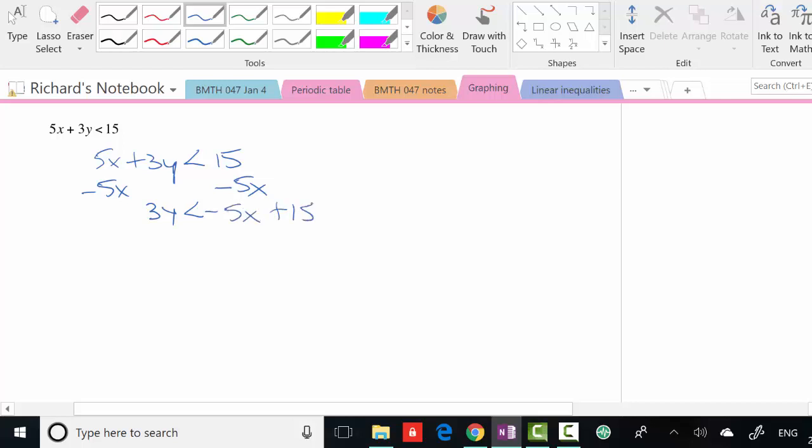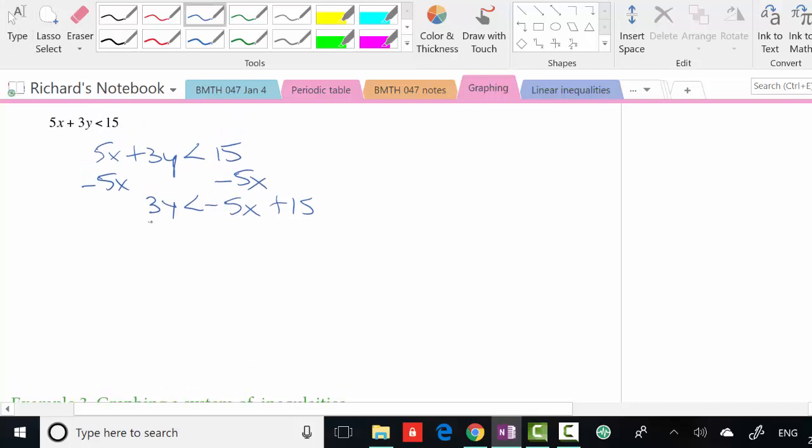Well, I'm going to solve another inequality. In this case, 5x plus 3y is less than 15. Here we go. So I'm going to solve this inequality for y. This is how I can find my boundary line. So I'm going to add the additive inverse of 5x to both sides, minus 5x. This means I have 3y is less than minus 5x plus 15.